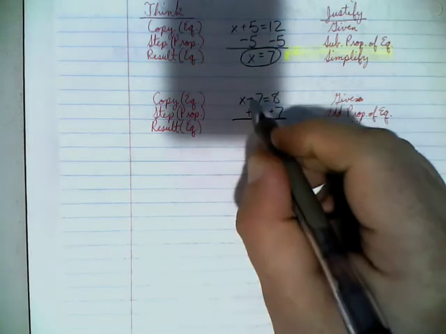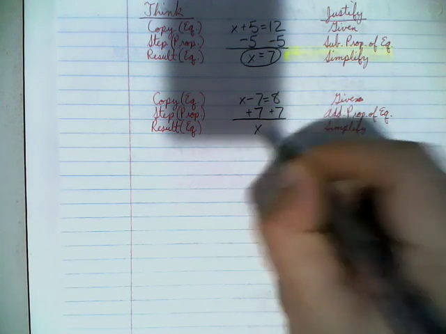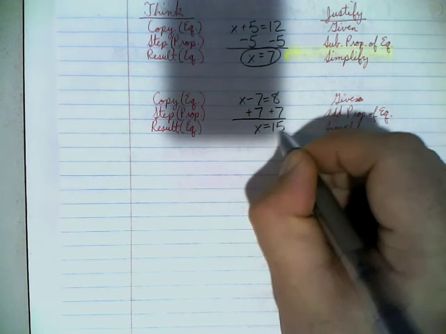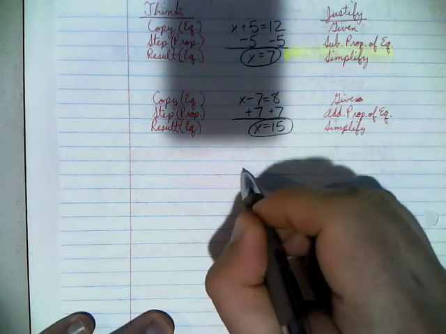So minus 7 plus 7 cancel each other out because they're inverses. So that means x is the only thing left over. And then 8 plus 7 is 15, just like we had in the front. And so when we're doing this on the homework, that's what our work is going to look like. So we're going to try to keep moving quickly here.